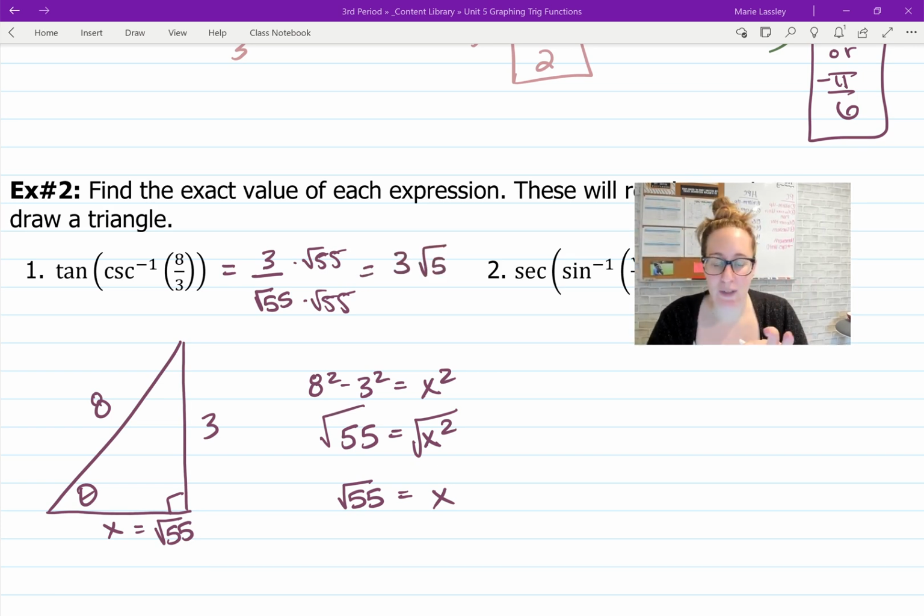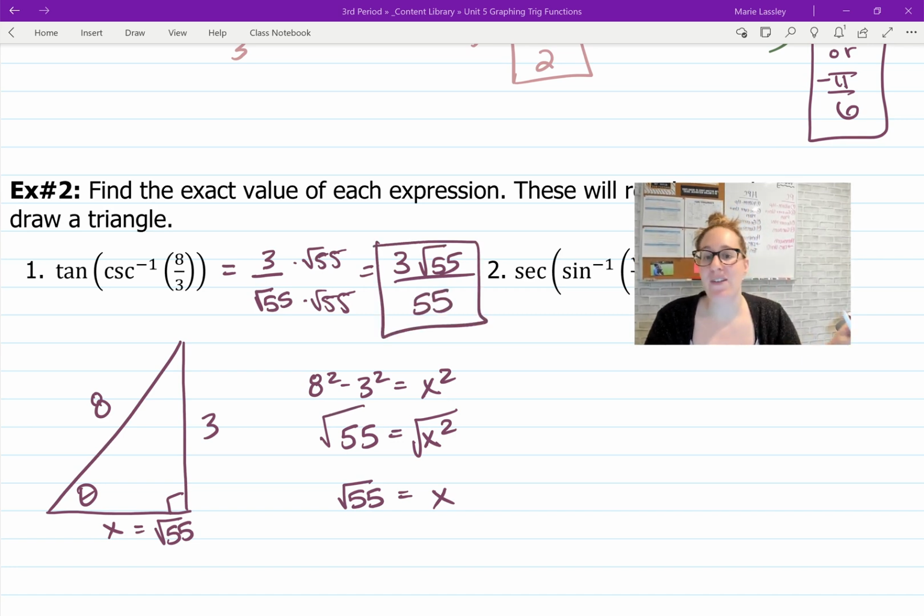So for ones like these, you're going to set up your triangle, label it with the information that you're given, and then find the trig function of whatever it's asking. This one was tangent, so I found the tangent of this triangle.